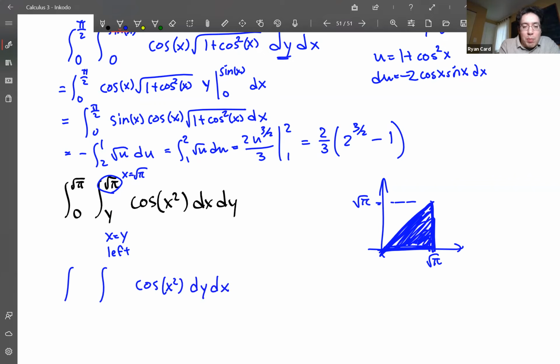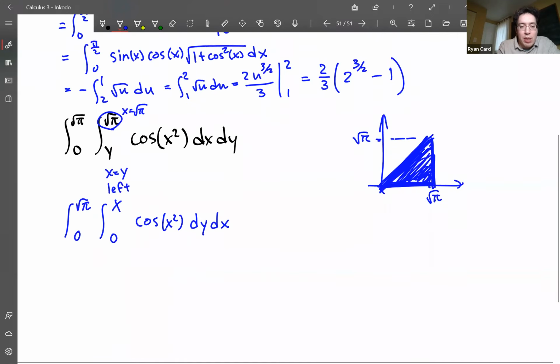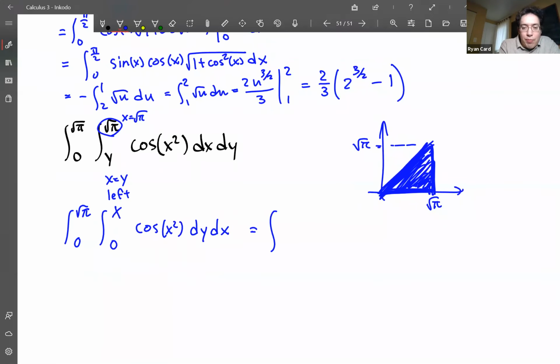Now y is going from the bottom curve to top curve. So the bottom curve is 0, and the top curve is y equals x. And then x is changing from 0 to square root of pi. So again, the integrand doesn't depend on y. So the antiderivative is cosine of x squared times y, and y is changing from 0 to x. So x cosine of x squared, and if we subtract 0, we'll get 0 there.